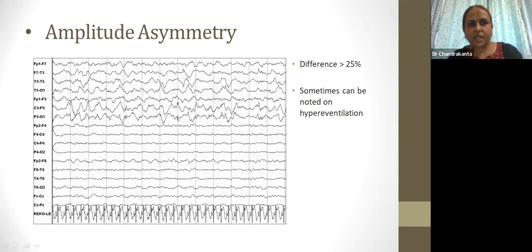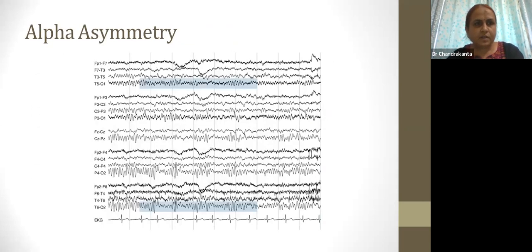So we look for the amplitude, and there may be asymmetry of the alpha waves also. In this, you can see from previous that the other waves have almost equal amplitude on both sides. But if you just focus on the alpha rhythm, we know that we see it in the occipital area. So this is left occipital and this is right occipital area.